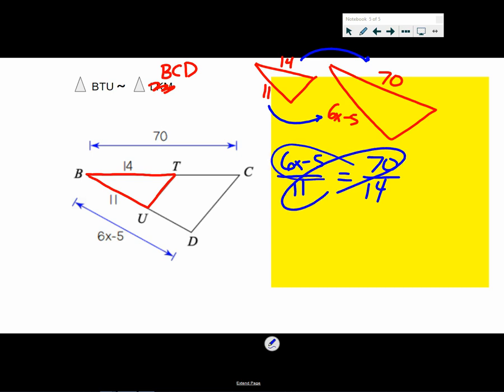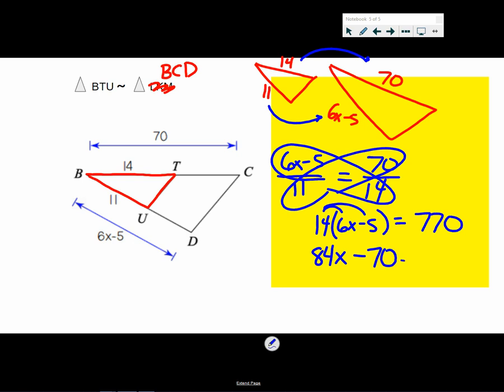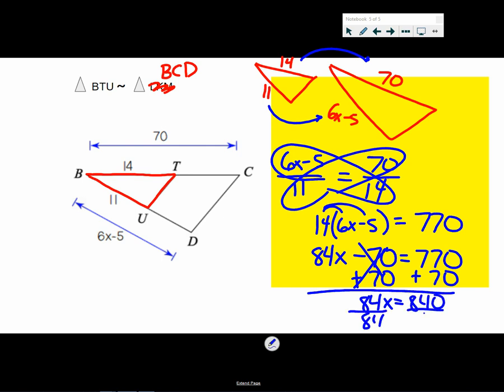Cross multiply. 14 groups of 6x minus 5. 70 times 11, 770. Distribute 14 times 6 is 84x. Minus 14 times 5 is 70. Add 70 to both sides. 84x equals 840. I end up with x equals 10.